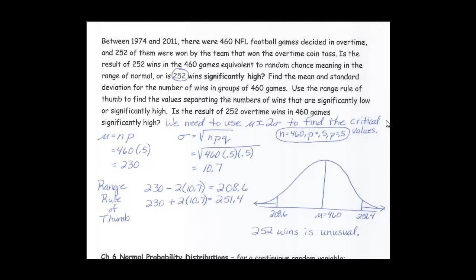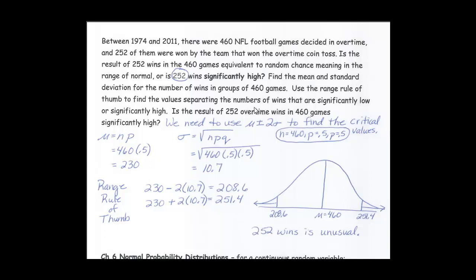We've got another problem here. Between 1974 and 2011, there were 460 NFL football games decided in overtime, and 252 of them were won by the team that won the overtime coin toss. Is the result of 252 wins in the 460 games equivalent to random chance, meaning in the range of normal, or is 252 wins significantly high? We need to find the mean and the standard deviation, and then we're going to use the range rule of thumb to find the values separating the numbers of wins that are significantly low from usual, and usual from significantly high. So basically we just want to know, is 252 overtime wins in 460 games significantly high?